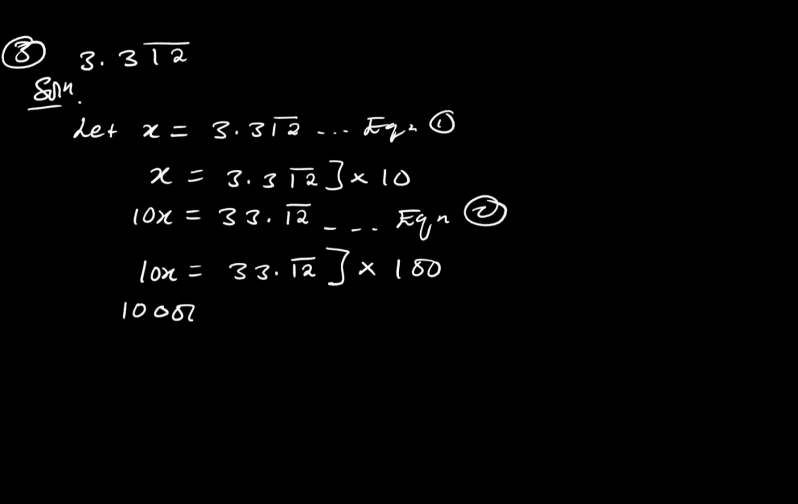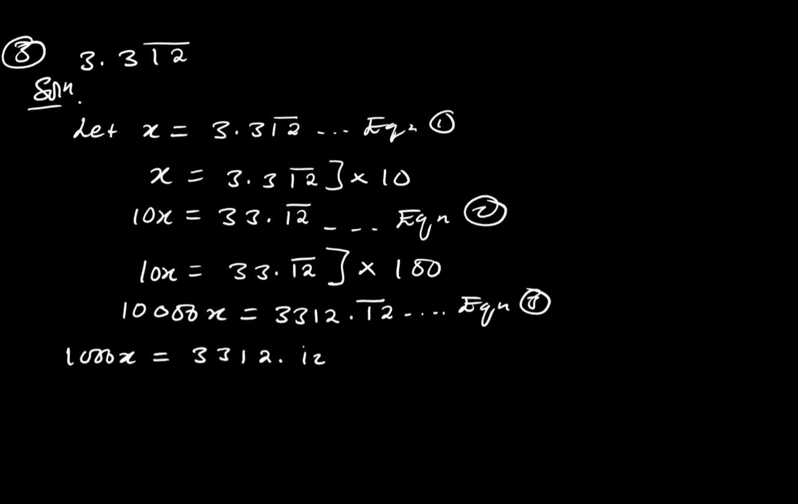10,000x is equal to 3312.12 bar. And this will be equation number 3. Now, subtracting the previous from the final, you will have 10,000x being equal to 3312.12 bar. Then you subtract 10x being equivalent to 33.12 bar.